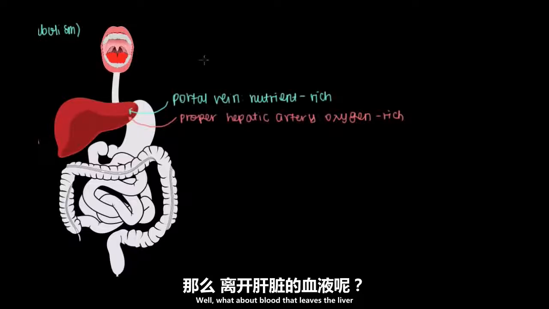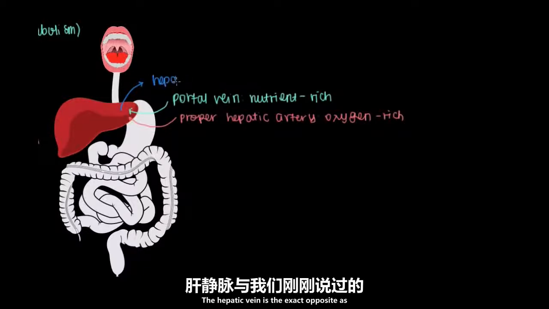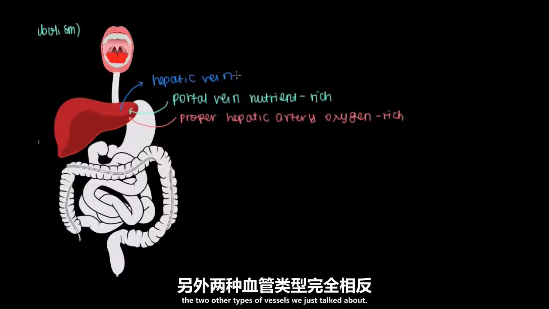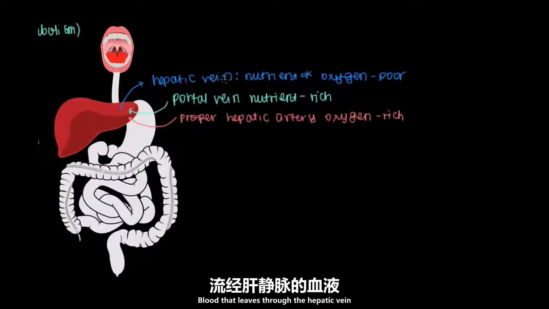Well, what about blood that leaves the liver? There's one main vessel that carries blood out of the liver, and that's called the hepatic vein. The hepatic vein is the exact opposite as the two other types of vessels we just talked about. It's nutrient and oxygen poor. Blood that leaves through the hepatic vein from the liver will circulate back to the heart to receive oxygen, flow past the intestines to receive nutrients, and then return to the liver either through the portal vein or through the proper hepatic artery.